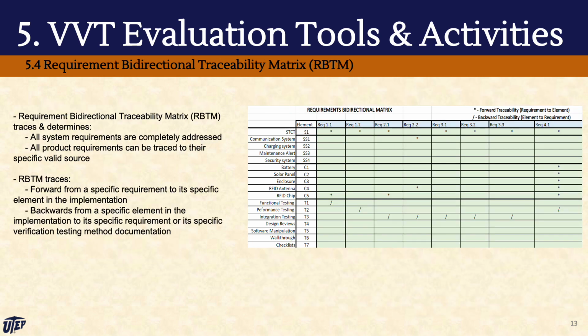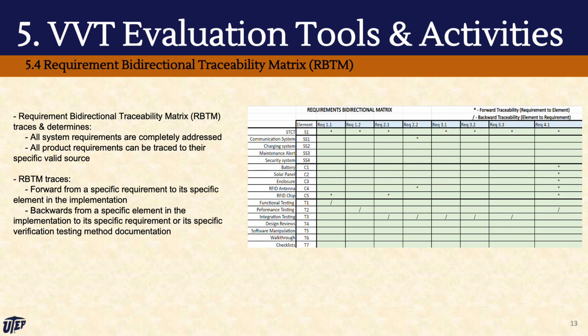The RBTM determines and assures if the STCT requirements can be traced forward to their specific subsystem, component, and element to be produced, and it also determines and assures if the STCT subsystems, components, and elements can be traced back to their specific requirement and specific IVVT method.